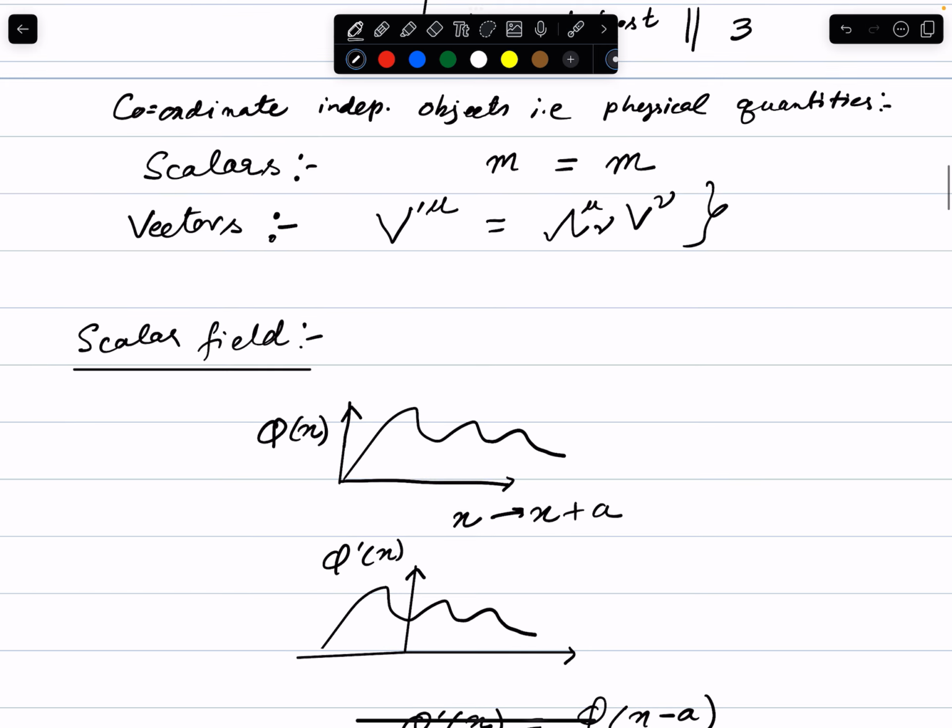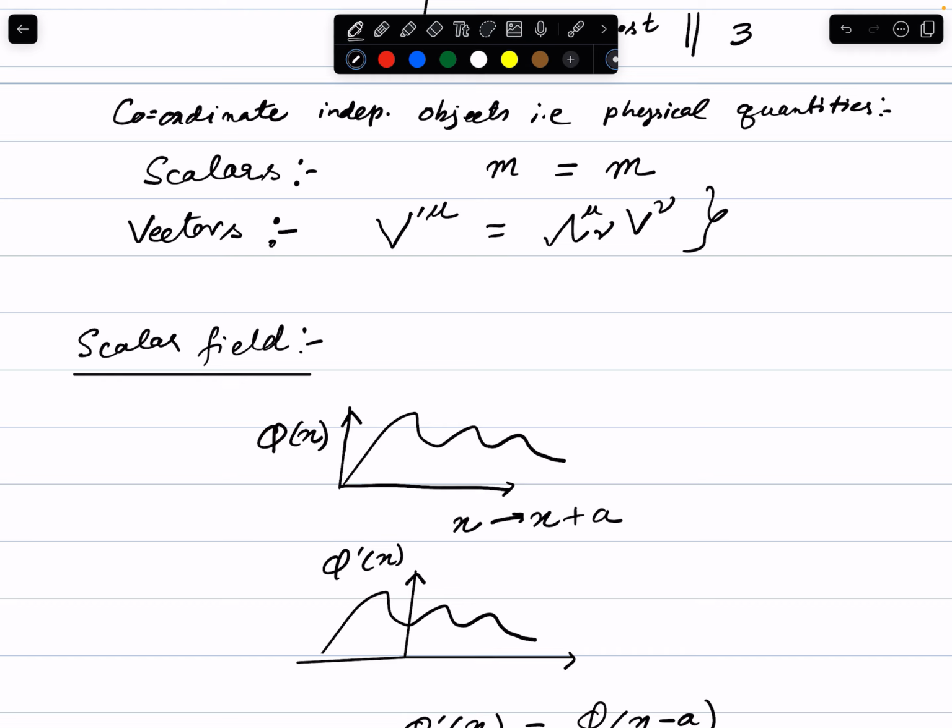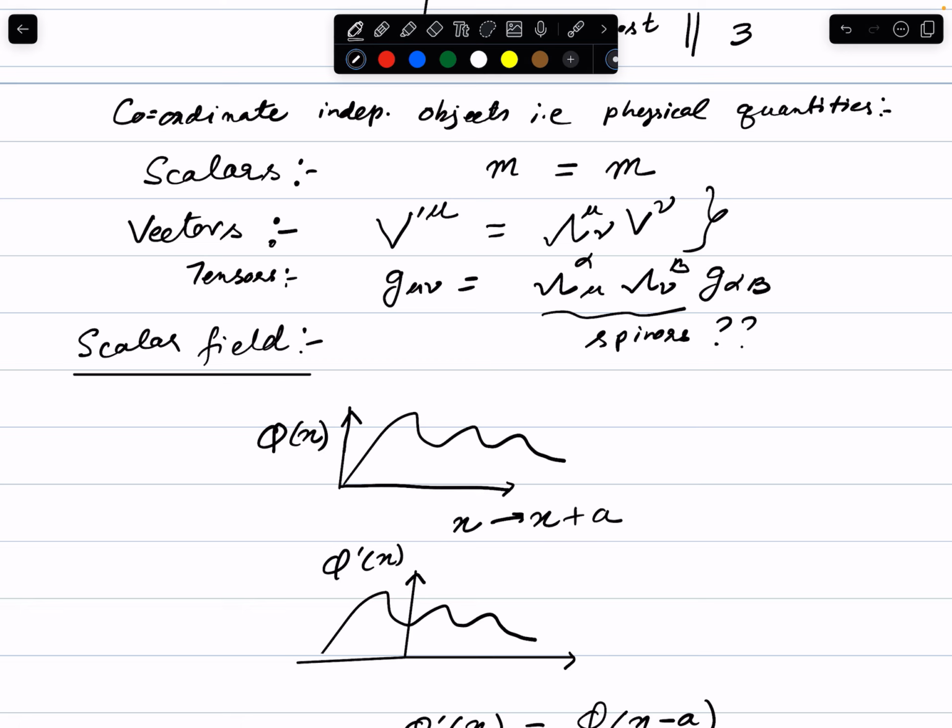And today we'll learn about a third thing, which is spinors, which is neither scalars nor vectors nor tensors. So tensors, of course, we also know. Something like G mu nu, which will change as lambda mu alpha, lambda nu beta, G alpha beta. And spinors are a different kind of thing.